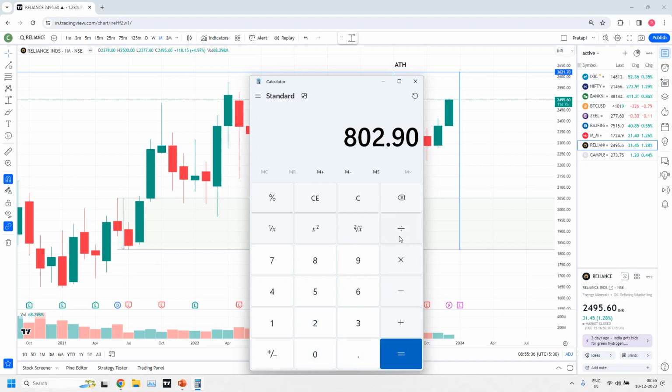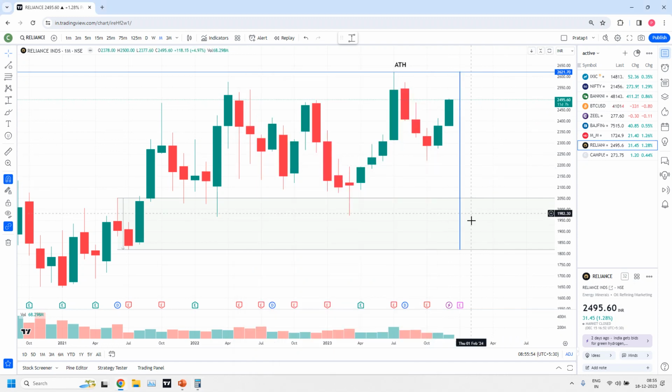802.9 divided by 2. So that means the buyer's area is having a range of 401.45, and also equilibrium is having the range 401.45. So let's divide this entire value.